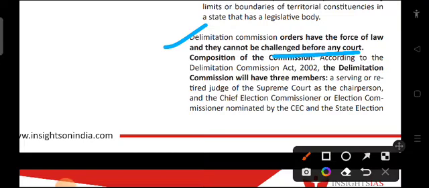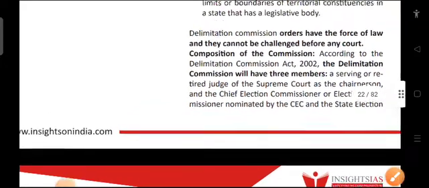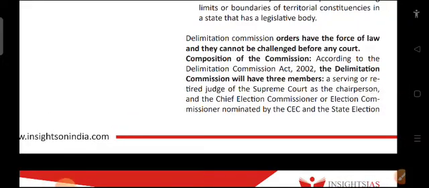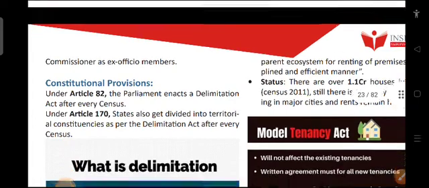Composition of the Commission. According to the Delimitation Act 2002, we also have an Act enacted in 2002. The Delimitation Commission will have 3 members. Who are they? A serving or retired judge of Supreme Court as the chairperson, then the Chief Election Commissioner or Election Commissioner nominated by CEC, and the State Election Commissioner as ex officio members. So this is the composition. 3 members are there. One is the judge of Supreme Court, and the other one being CEC or Election Commissioner nominated by CEC, and then State Election Commissioners as the ex officio members.